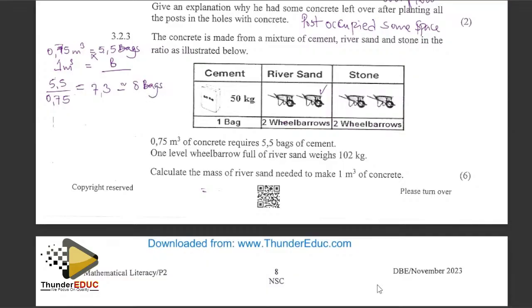So here it says if you have 1, you have 2 wheelbarrows. Now I have 8 bags. That means I need 16. But each wheelbarrow is this much. So I'll get my 16 times that much, and the answer will become 1,632 kilograms.